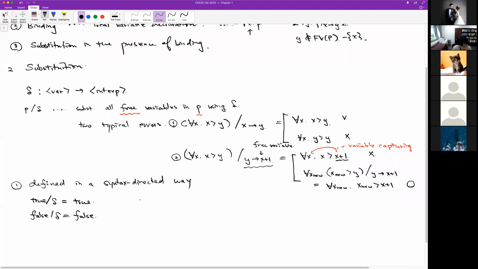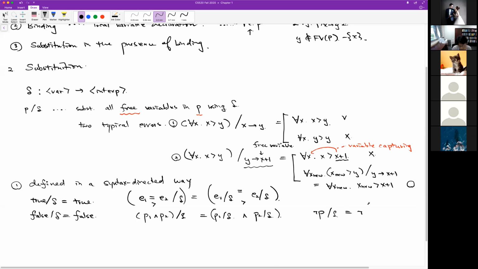Other cases are also quite easy. If you have an equality or less than, then this time we recurse, but we apply the substitution to expressions, which we already studied before. So for E1 we apply the substitution, then maintain the operator, which is either equality or less than, and then apply the substitution to E2. Other cases are pretty similar. For a conjunction, we recursively apply substitution to P1 and to P2 and combine them together. Negation is also similar: we apply substitution to P and then put the negation outside.